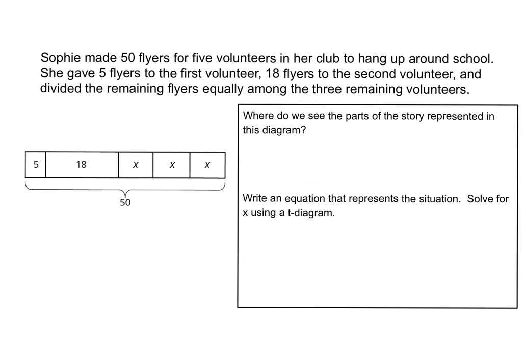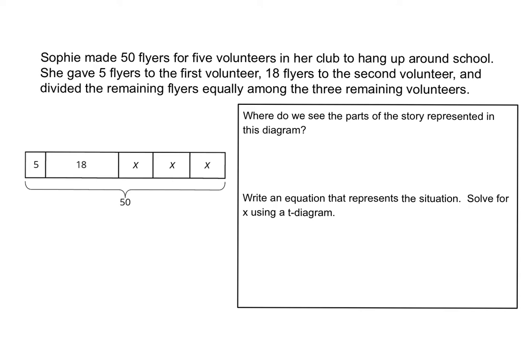All right, we have Sophie. So Sophie made 50 flyers for 5 volunteers in her club to hang up around school. She gave 5 flyers to the first volunteer, 18 flyers to the second volunteer, and then divided the remaining flyers equally among the 3 remaining volunteers.